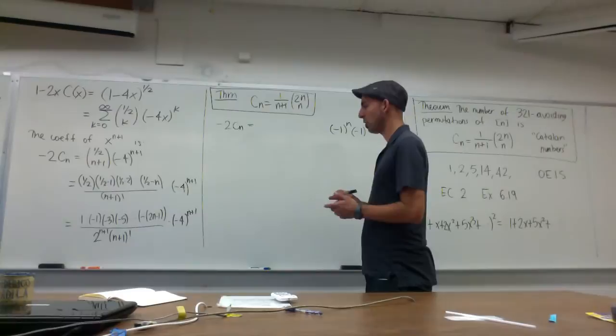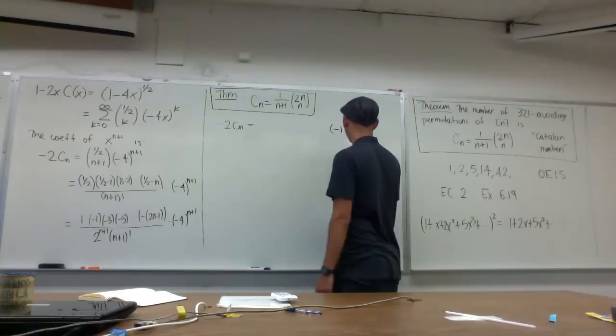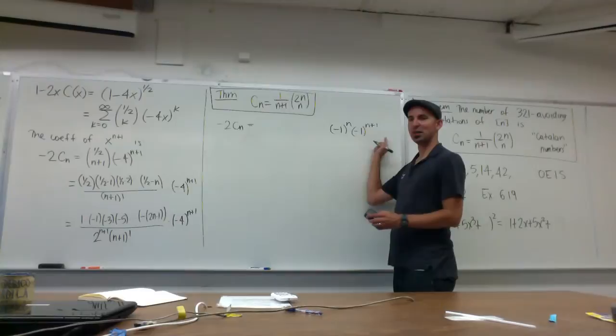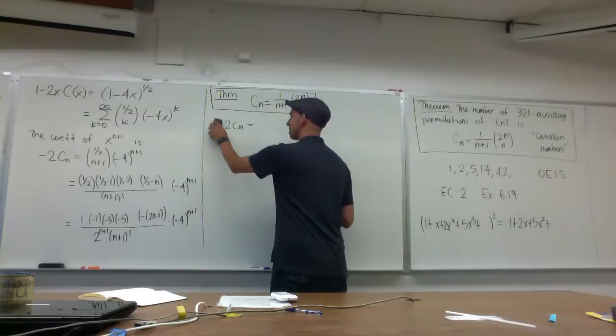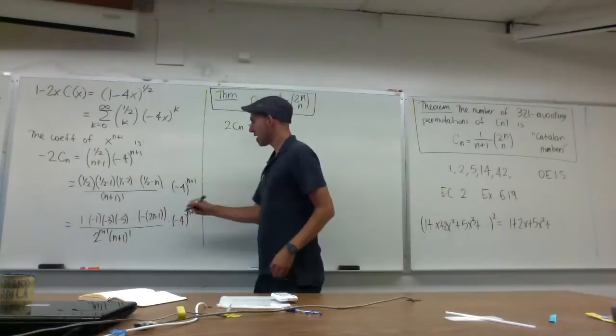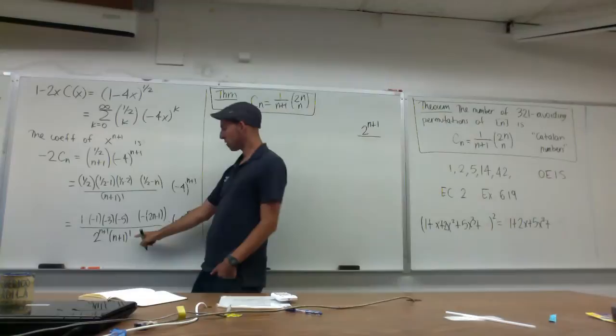Now, here we have 4 to the n plus 1 over 2 to the n plus 1. So let's take that out so it doesn't get in our way. Actually, I'm just going to take this thing and put a minus. We agree that the signs match, and they just get rid of this minus. So let's forget about the signs. Now, 4 to the n plus 1 over 2 to the n plus 1 is 2 to the n plus 1. This n plus 1 factorial is still here.